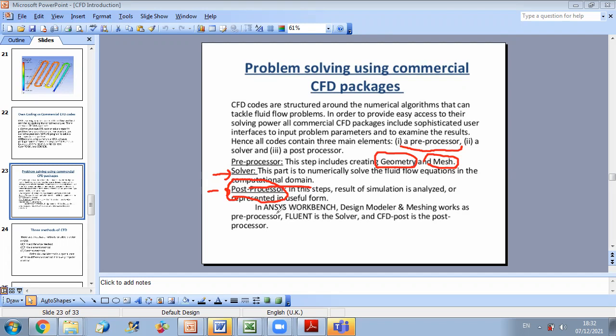In ANSYS Workbench, so the software you will download is ANSYS Fluent. ANSYS Fluent is part of ANSYS Workbench. We download ANSYS Workbench and then we select ANSYS Fluent. Okay. You have the design modeler and meshing works as preprocessor. Fluent is the solver and CFD post is the post processor. Now we will see them a bit, the interface, to be familiar with them.